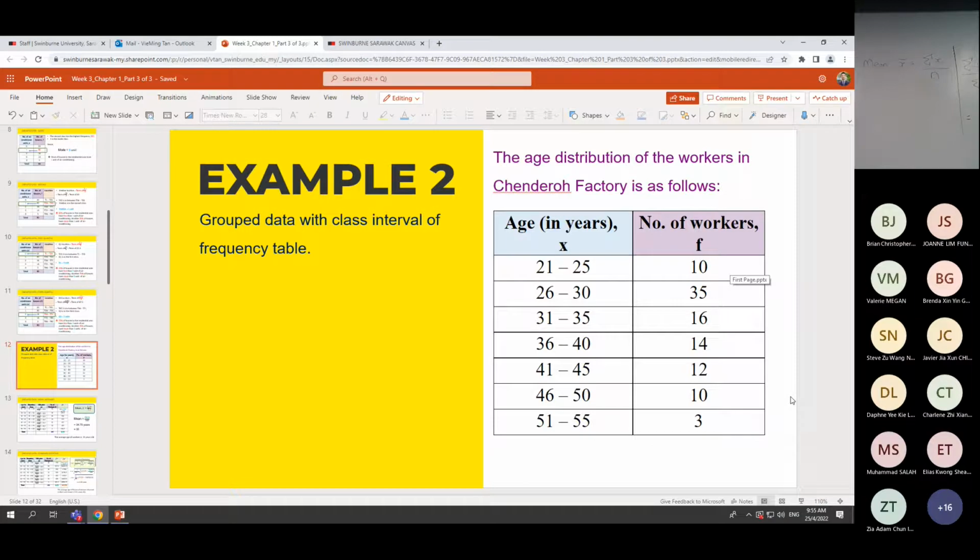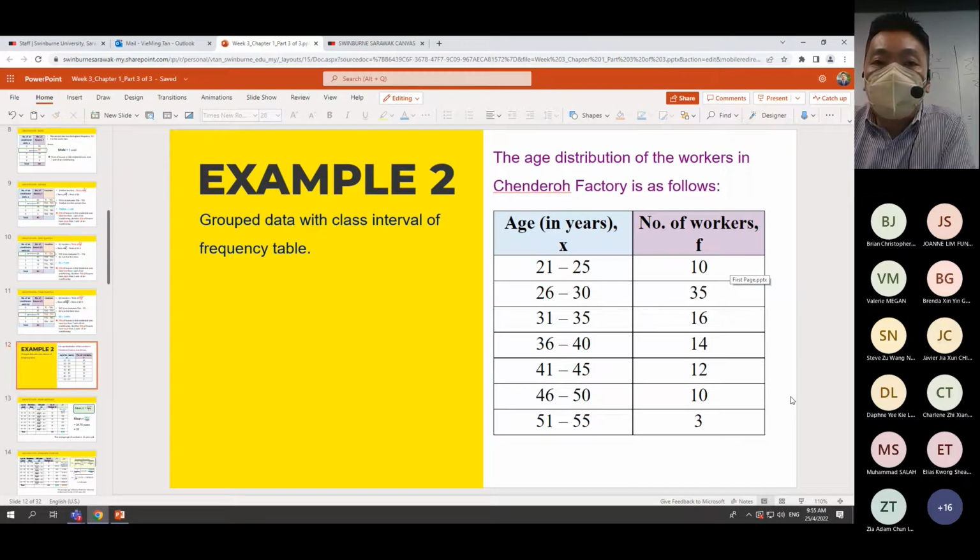What else? You may find that there is a gap in between two classes. The first class is 21 to 25, but the second class is 26 to 30. That means in between the first class and the second class there is a gap, which is 25.1 until 25.9. If a student is 25.6 years old, where should we put them? Then there is the problem. The second class to the third class also has a gap, 30.1 to 30.9. Where should we put the number? That is the problem.